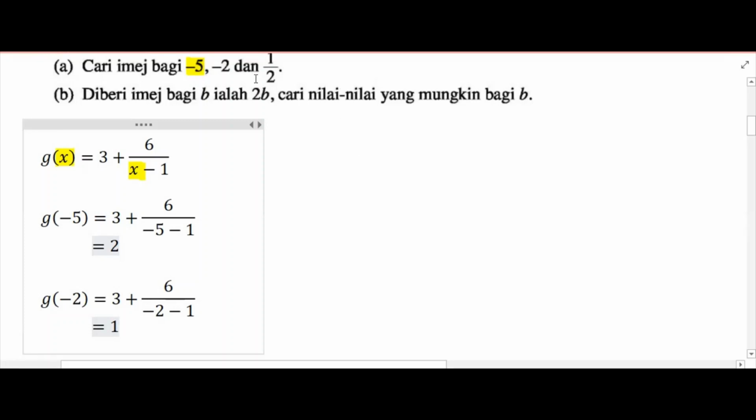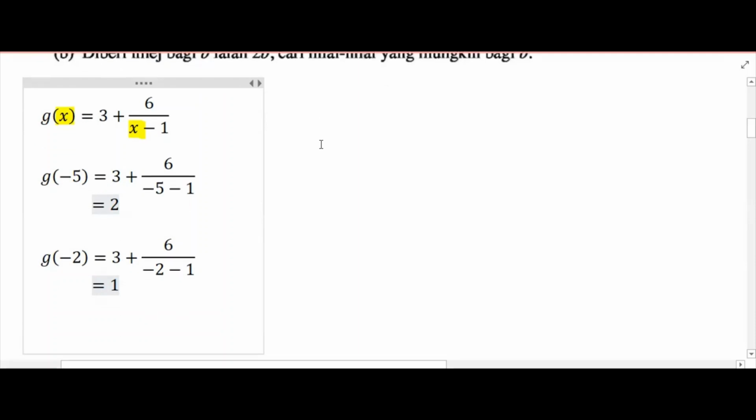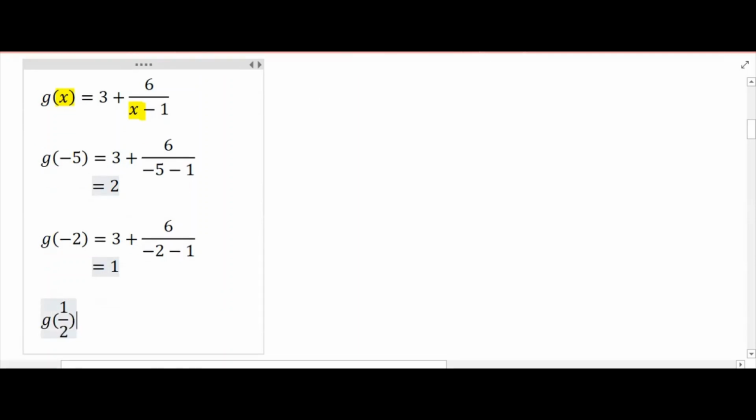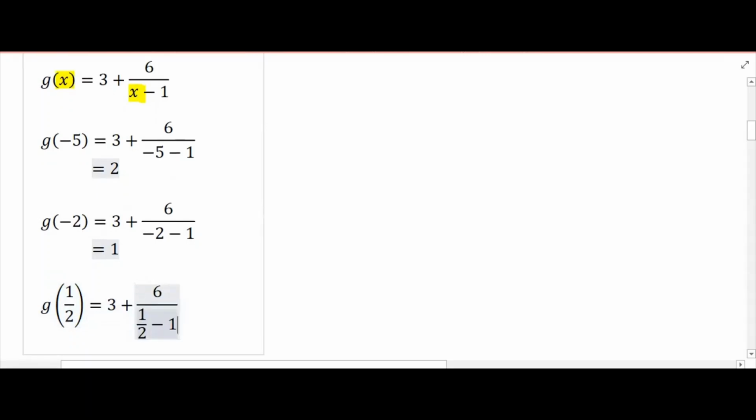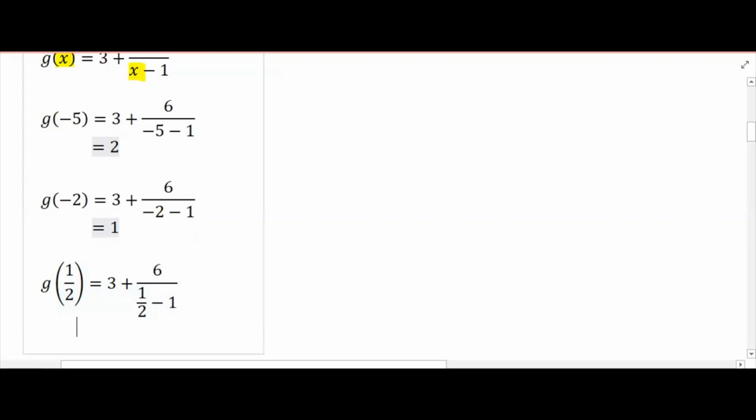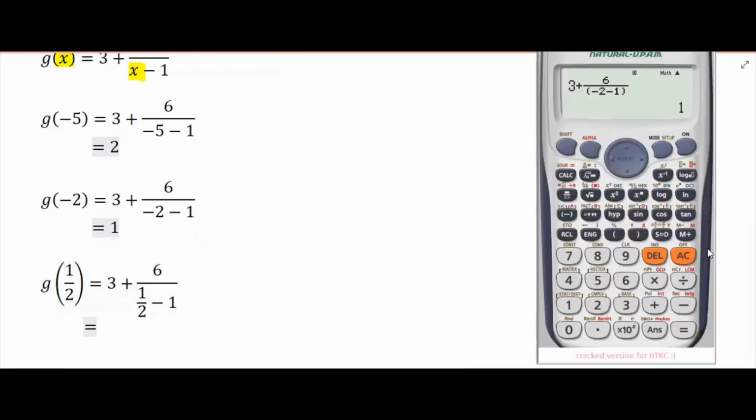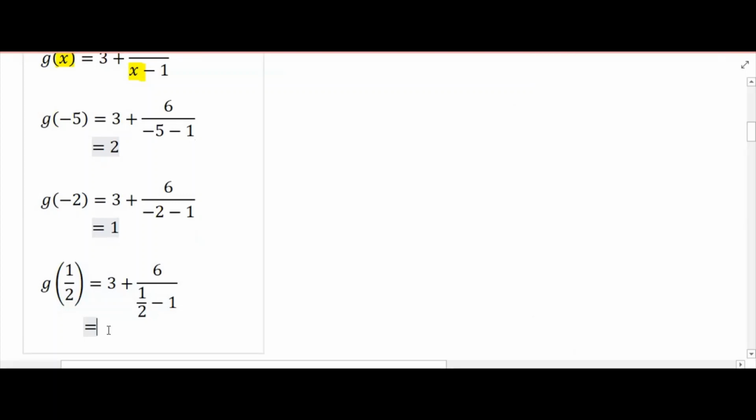Okay, last. When x is 1 over 2. Ganti dalam sini. 3 plus 6 over 1 over 2 minus 1. Let's check the answer. 3 plus 6 over 1 over 2 minus 1. I get -9. So apa maksud dia?